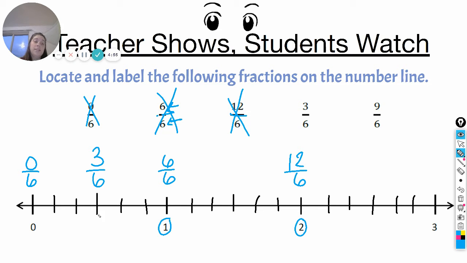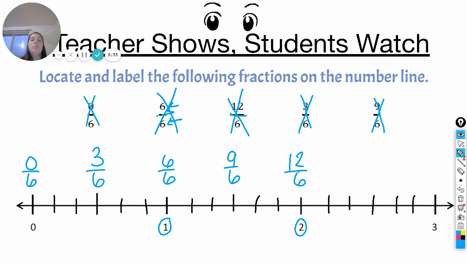There's our 3/6, which looks like it's halfway in between 0/6 and 6/6. I'm going to go ahead and cross that one out. And next is 9/6. I'm going to start at 6 and count up till I get to 9. So 6, 7, 8, 9. And here is my 9/6, which also looks like it's halfway in between one whole and two wholes, or 6/6 and 12/6.